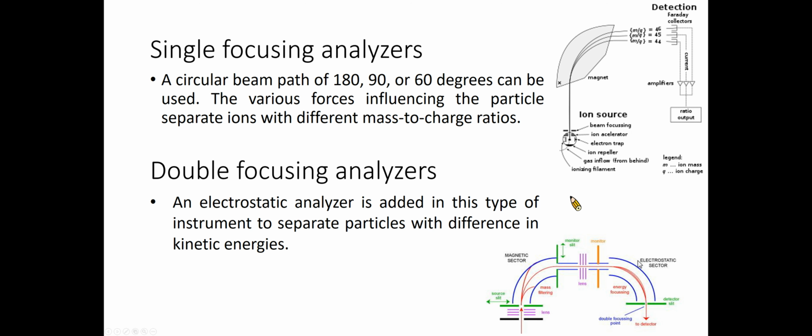Adopting the principle we explained in the previous slides, we arrive at the single focus analyzers where 180, 90, or 60 degrees can be used. If we couple one magnetic sector analyzer with one electrostatic sector analyzer, we will have a double focusing analyzer which can provide an even higher resolution. The double focusing analyzer can be used to differentiate the small mass difference of the fragments.